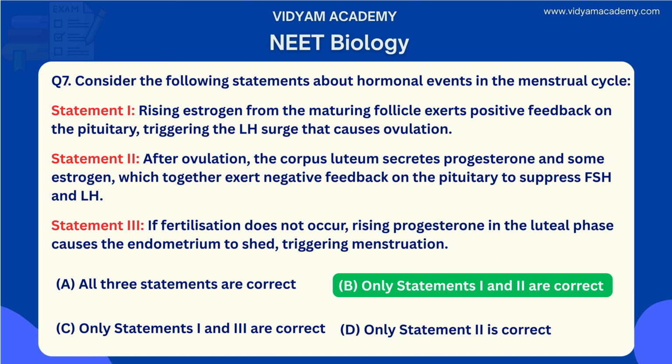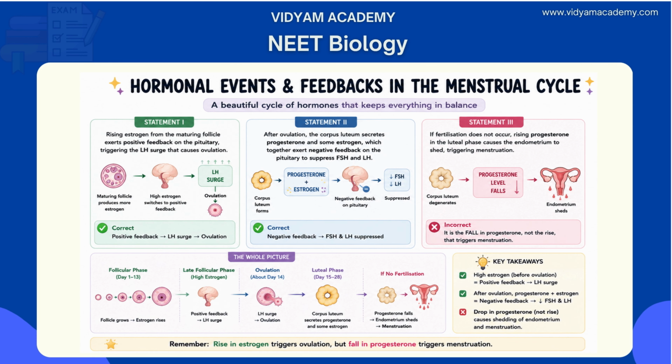Let's see the explanation. Statement 1 is right because estrogen initially exerts negative feedback on the pituitary at low levels, but once it rises above a critical threshold near the end of the follicular phase, the feedback switches to positive. This high estrogen level stimulates the pituitary to release a massive surge of LH and a smaller surge of FSH, which triggers ovulation of the Graafian follicle.